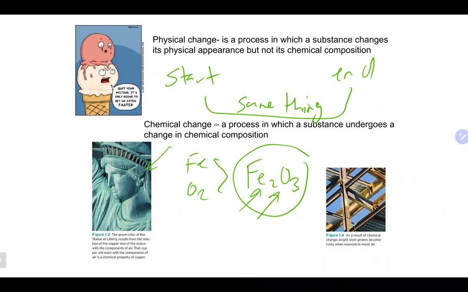So the big difference between a chemical change and a physical change is really the opposite of what we see up there. The start and end are definitely different things. So we have different things that have been formed. And the other key is, again, you cannot get back your original substance by any type of physical means. Any questions on that?